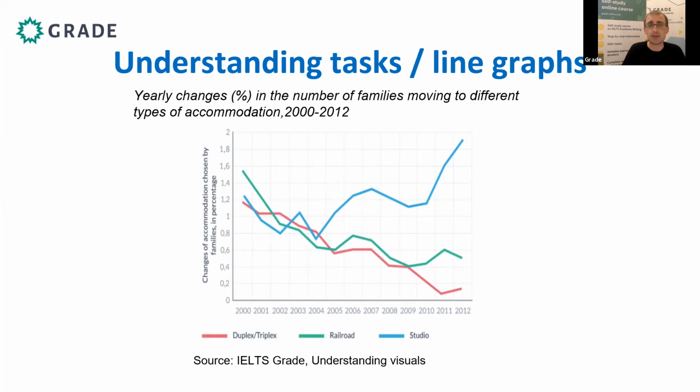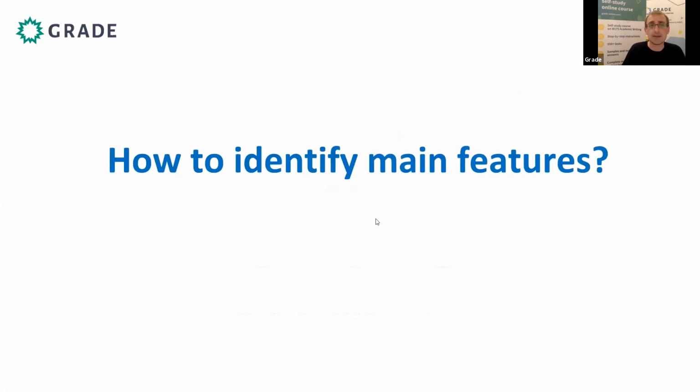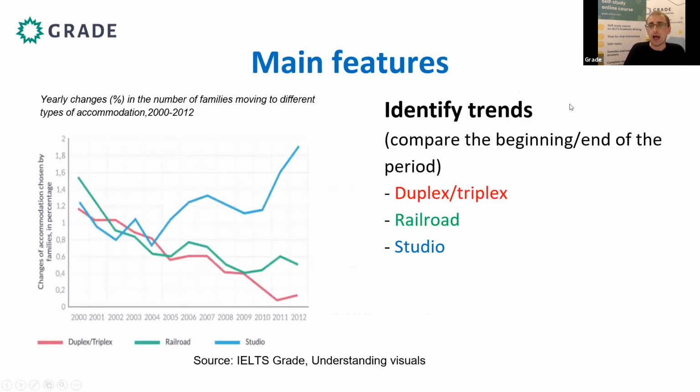Right, so let's have a look at basically some examples, and a very important step is actually understanding what main features are and how to look for them. So if we look at the line graph again, we need to identify main features, and for line graphs, they will be called trends. Basically, when we talk about trends, we talk about changes of percentage or numbers over years. And in this situation, we need to have a look at the beginning and at the end of the whole period for each line and identify the trend.